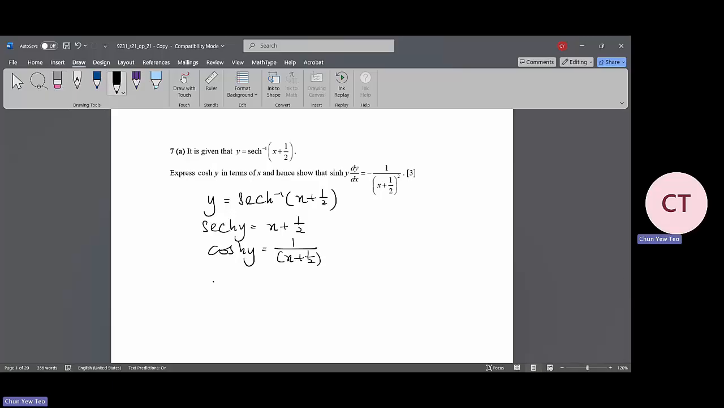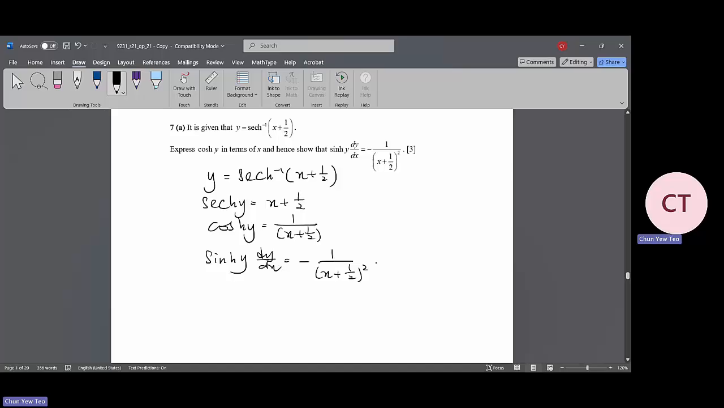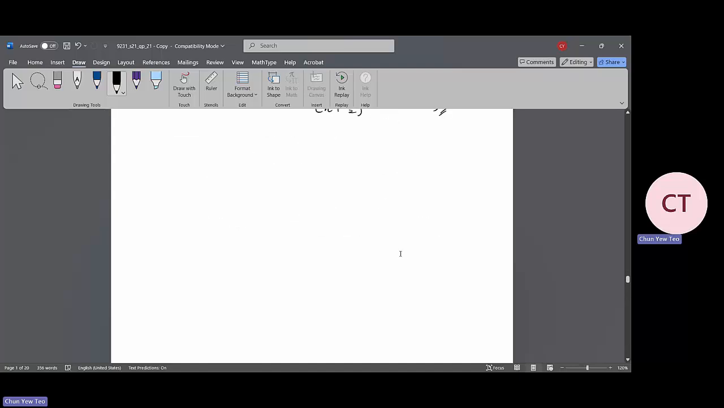Then you differentiate it by using implicit differentiation. You get sin y dy/dx is equal to the negative of 1 over (x plus half) squared. Okay, so done. This is how you show it. Shown. That is the answer for part A. Now we move on to part B.